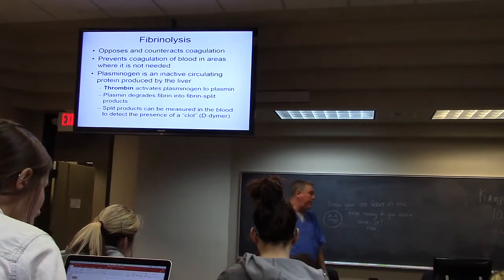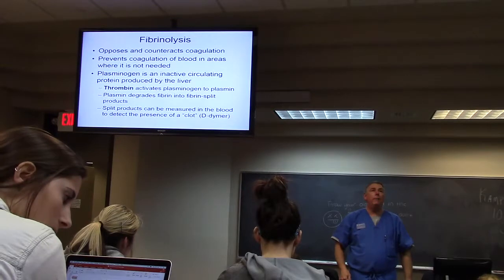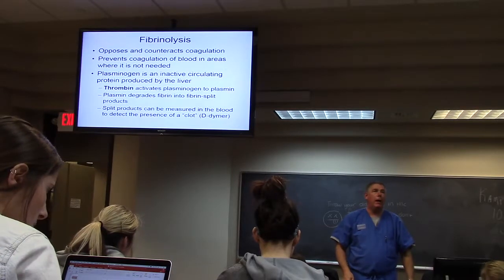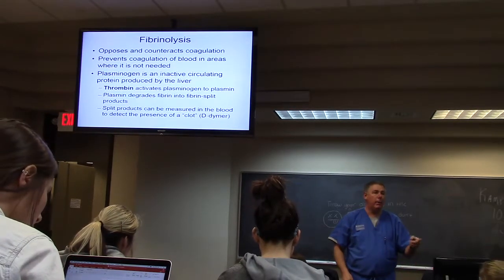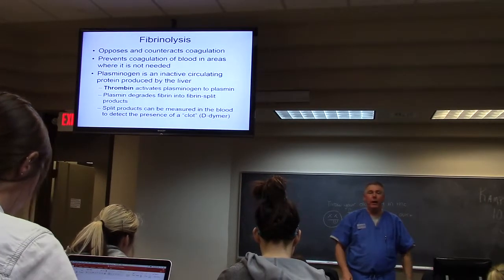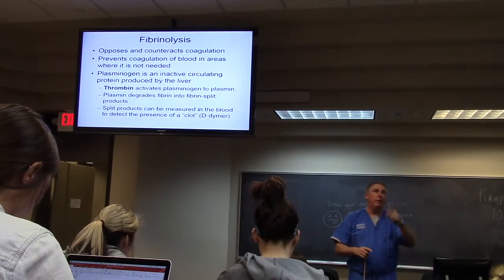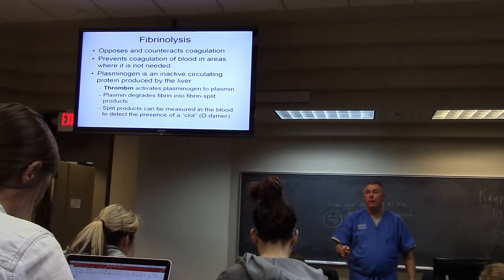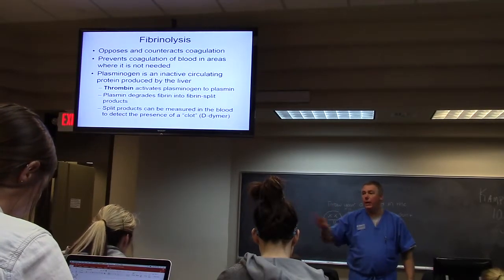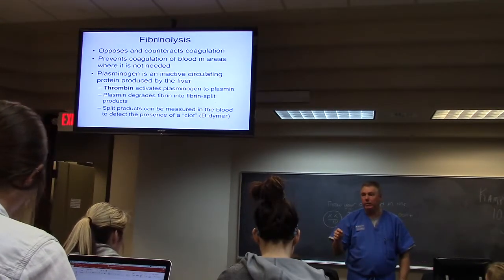Now, fibrinolysis. I mentioned this before, thrombin, and I mentioned TPA, tissue plasminogen activator. This is activated by the presence of thrombin. So thrombin is doing two things. It's causing fibrinogen to become fibrin, and at the same time, it's causing the conversion of plasminogen to plasmin. Plasmin degrades fibrin. As fibrin is broken up and enters the circulation, you can actually measure what are called fibrin split products in the circulation.